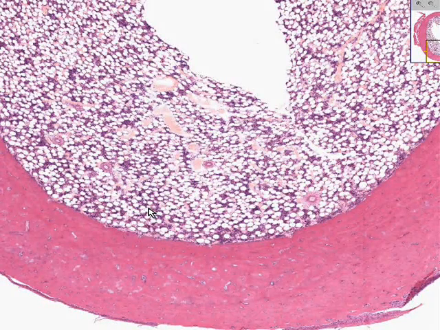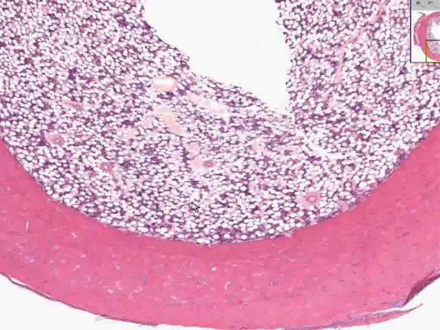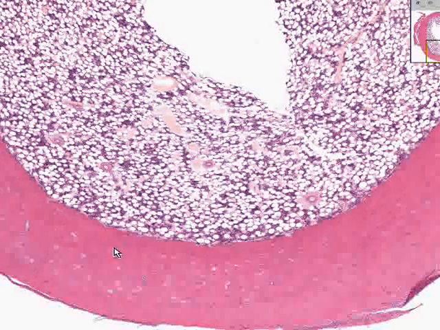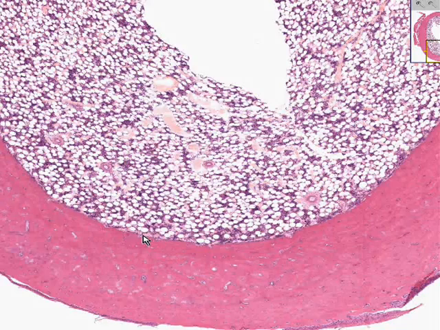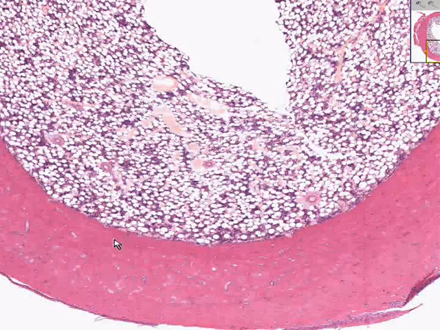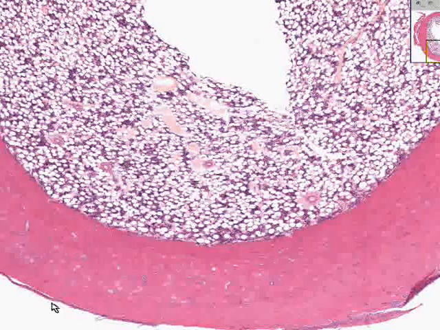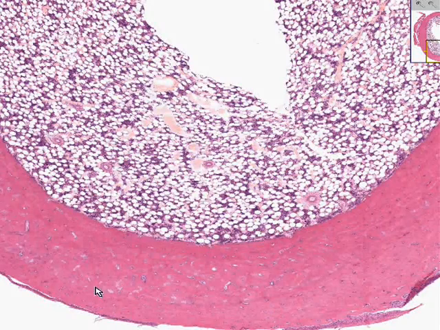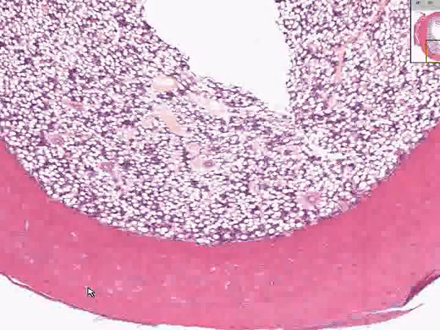Here we have a specialized type of connective tissue known as bone. Bone can be very, very dense, or what they call cortical bone, which you see here as this pink band in the lower part of the field. Or you can have a looser type of bone, which goes by a wide variety of names, which we don't see here, but we'll get to later.